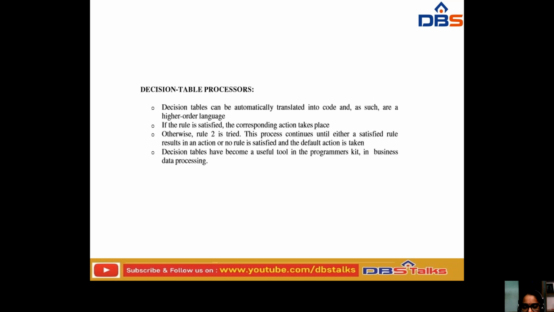So when it comes to the decision table process, decision tables can be automatically translated into code in higher order languages. If the rule is satisfied, the corresponding action takes place. Otherwise, rule 2 is tried. The process continues until a satisfied rule results in an action. So decision tables have become a useful tool in the programmer's kit in business data processing.